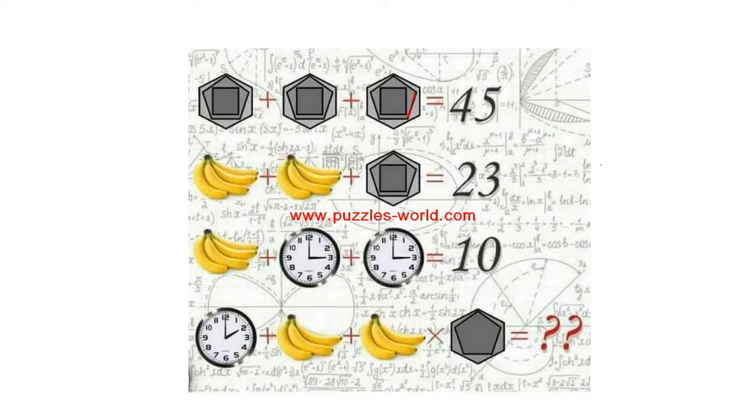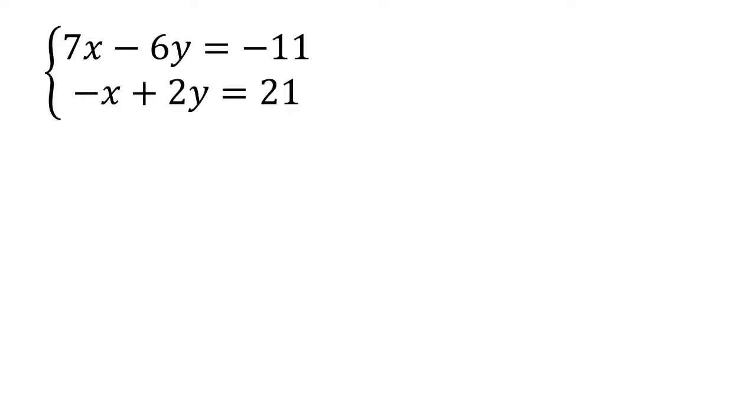They're just using abstract shapes and objects, and we're basically in our head assigning values to them, just like we do with variables. So this here is really the same thing as those pictures. This is just a two variable system of equations, linear, so there's no weird stuff going on. 7x minus 6y equals negative 11, and negative x plus 2y equals 21.